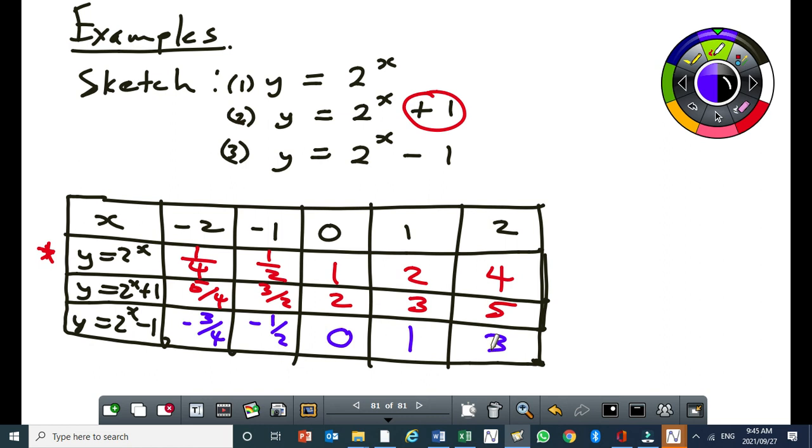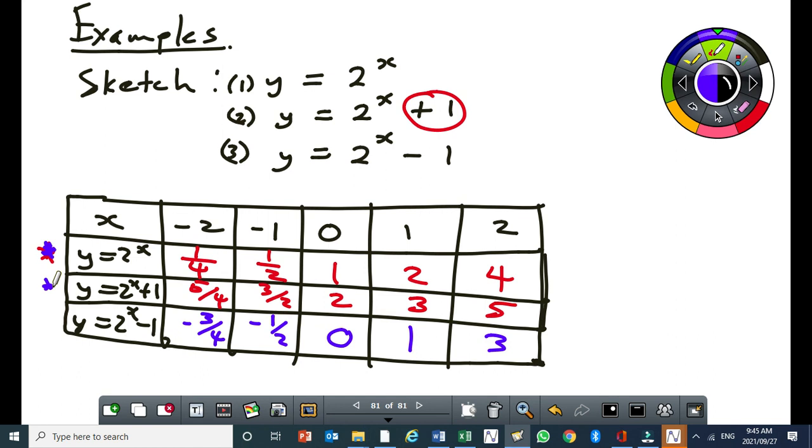So all I'm doing is I'm subtracting 1 from the y values of y equal to 2 to the power of x. To get these y values here, y equal to 2 to the power of x plus 1, I just added 1 to the y values of y equal to 2 to the power of x. Alright? Now, I now need to plot this and then I can sketch them.